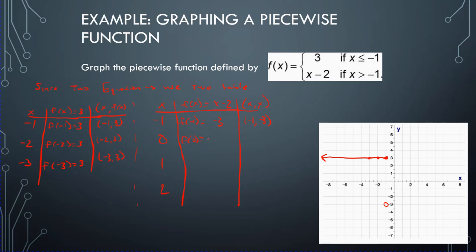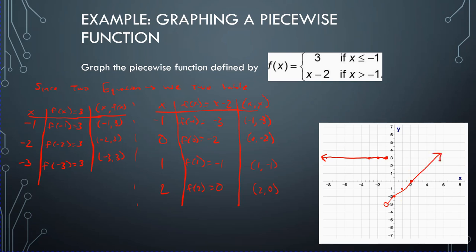F of 0 is -2. So 0 minus 2, I'm going to put a dot there. F of 1 is -1, because 1 minus 2 gets me -1. So 1, -1. And then finally, f of 2 is 2 minus 2, which is 0. So I have the point 2, 0. And you can see now here that this is just the straight line.